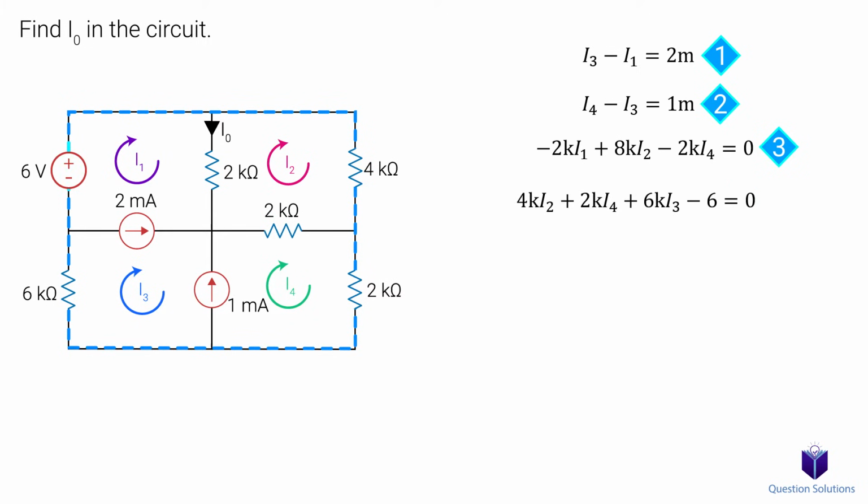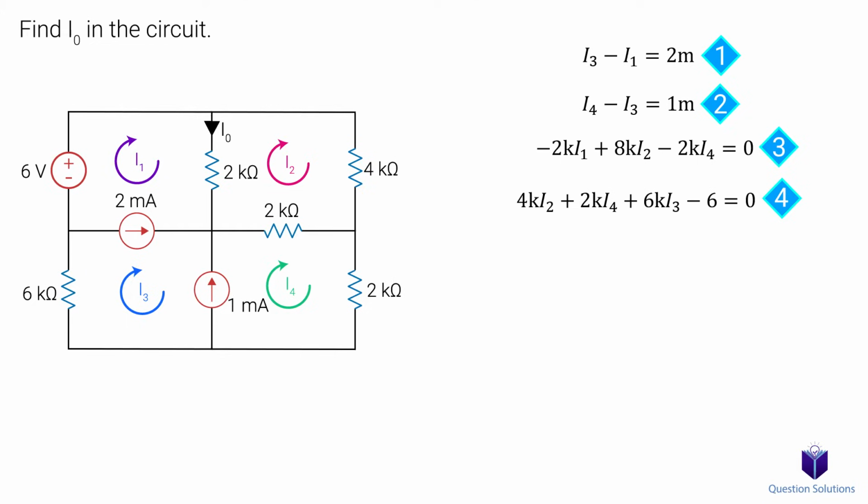Going clockwise, we have 4K ohms times I2, plus 2K ohms times I4, plus 6K ohms times I3, and lastly, we have minus 6 volts, since going clockwise means we enter the negative terminal of our voltage source. Notice that we use the mesh current that's associated with each resistor when we write our KVL equation. This is our fourth equation. Having all of our mesh currents going clockwise helps because we don't have to deal with negative signs when it comes to our loop equation.